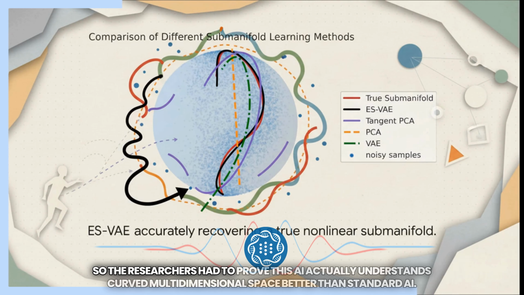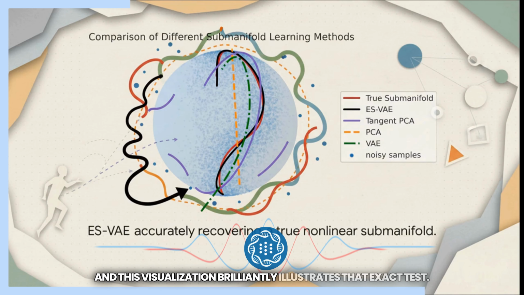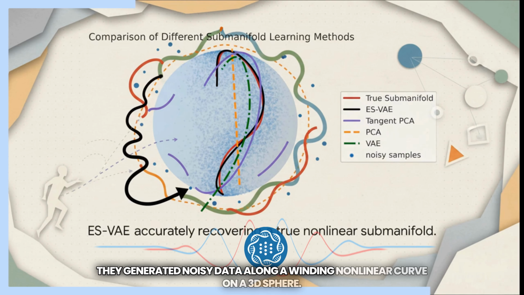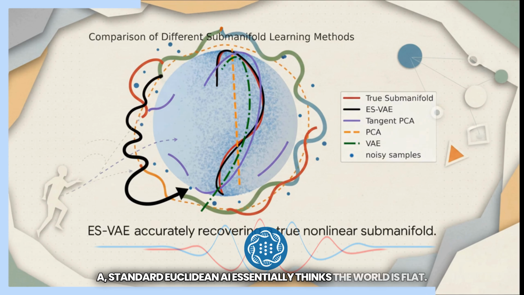So the researchers had to prove this AI actually understands curved, multidimensional space better than standard AI. And this visualization brilliantly illustrates that exact test. They generated noisy data along a winding, nonlinear curve on a 3D sphere. A standard Euclidean AI essentially thinks the world is flat.